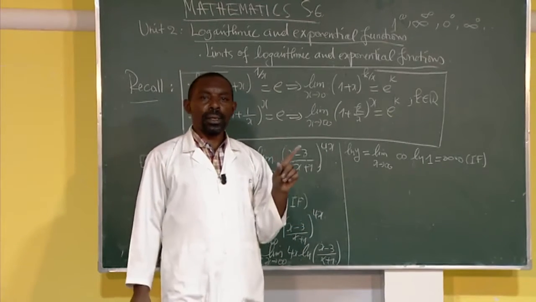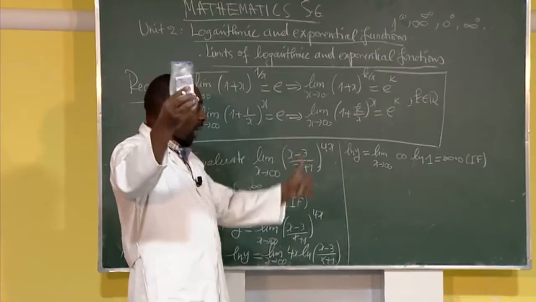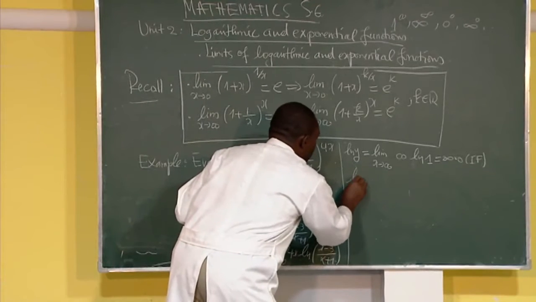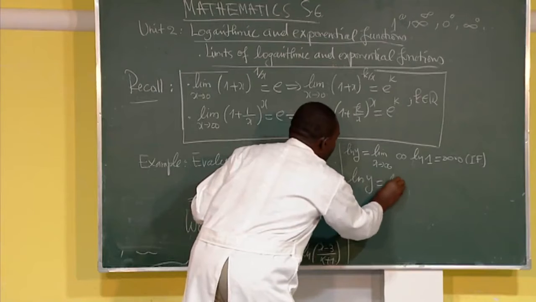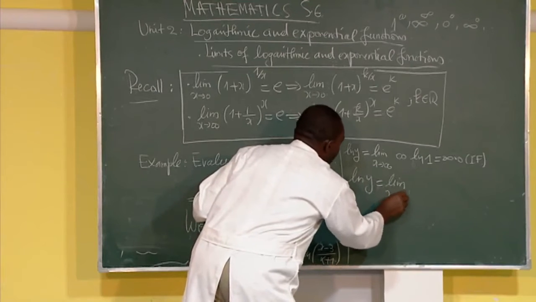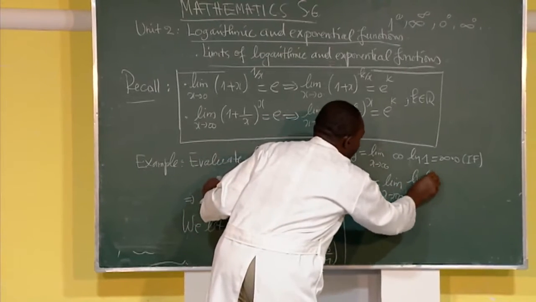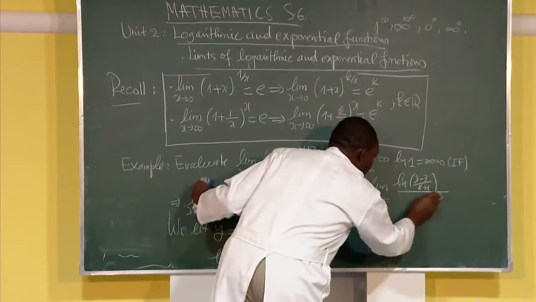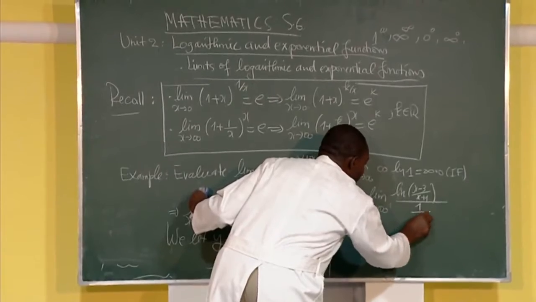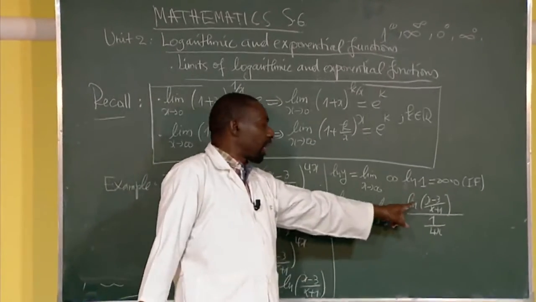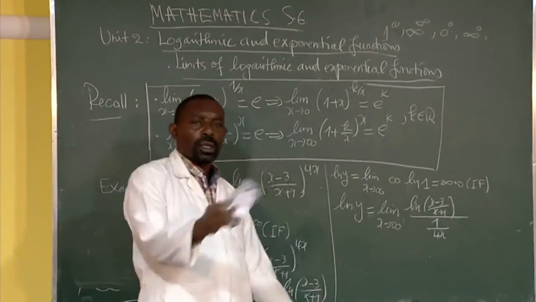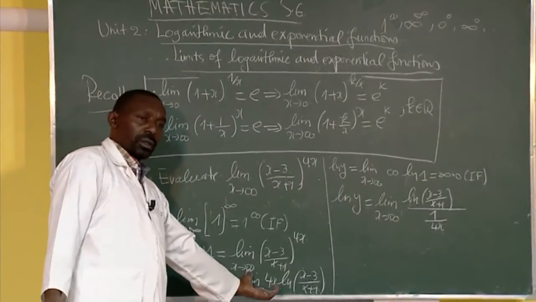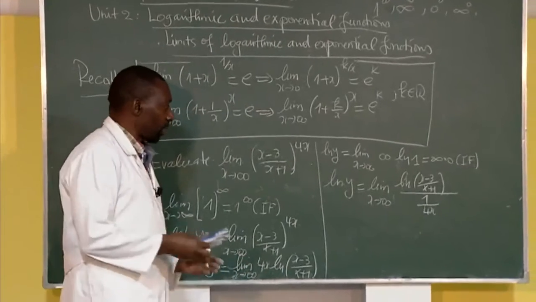Are we together? Right, thank you very much. Now, we can write ln y equals the limit as x approaches infinity of ln of (x minus 3) divided by (x plus 1), divided by 1 divided by 4x. I think there is no change, because for a fraction divided by another fraction, you reverse the fraction and multiply. There is no change from what you have here, right? Thank you very much.